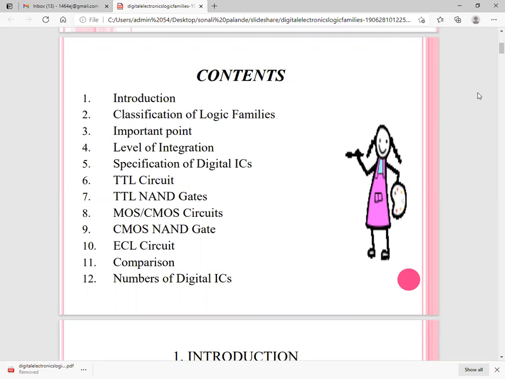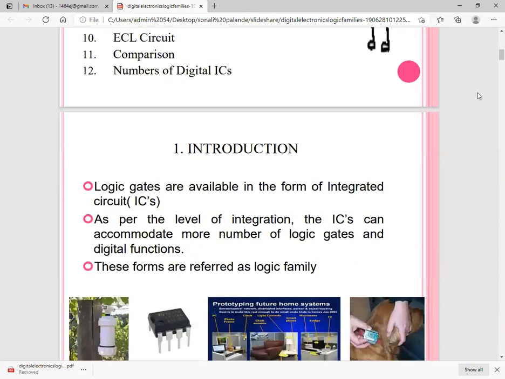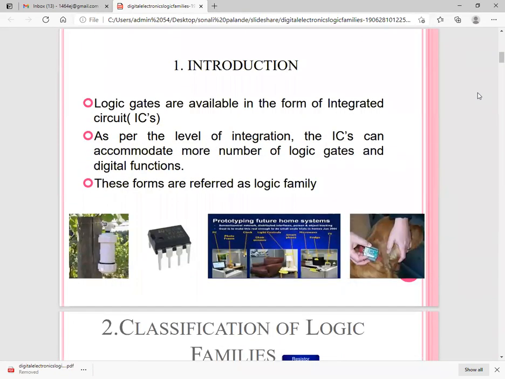So the contents are: classification of logic families, level of integration, specification of digital ICs, TTL circuit, TTL NAND gate, MOS or CMOS circuit, CMOS NAND gate, ECL circuit, comparison and number of digital ICs. So let's start the session. First is the introduction.